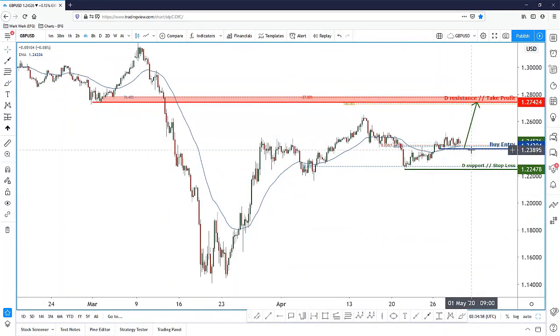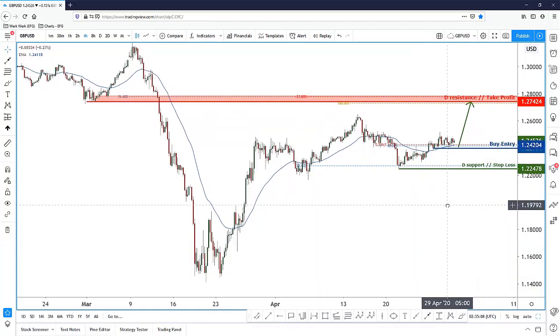So price is above moving average, right? And earlier, as we saw, MACD was also above zero in the bullish territory. So definitely enter for buy towards the take profit here.